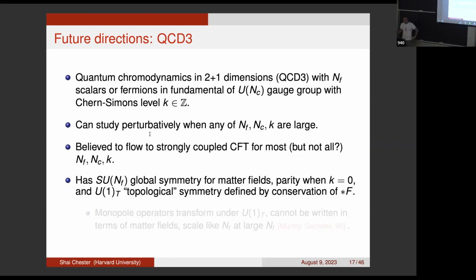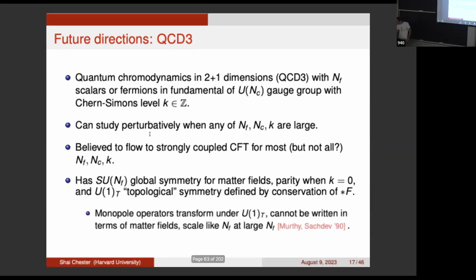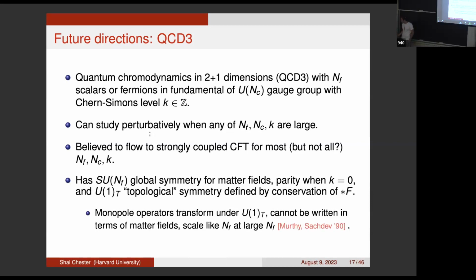What's unusual about it is that none of the fields in the Lagrangian are charged under this global symmetry. So the only operators that are charged under it are things called monopole operators, which are basically defined to be charged under this U(1) global symmetry. And so these monopole operators have also been studied in a large flavor expansion.